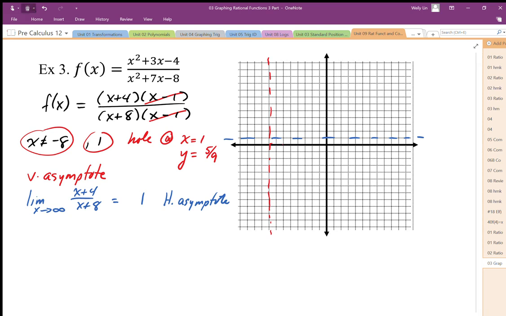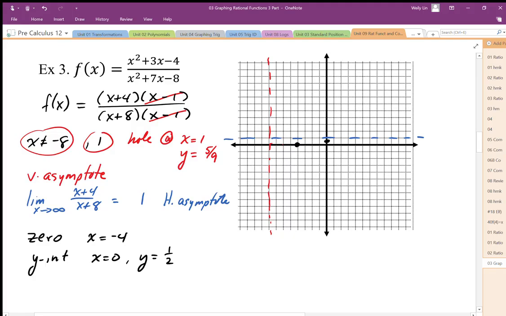And then lastly, I'm going to find two coordinates to work with. My zero is at x equals -4, and my y-intercept is going to be at x equals 0; when I plug it in, I end up with 1/2. So writing in my zero, I have a zero at this point. I have a y-intercept at that point. My hole is at x equals 1, y equals 5/9, so somewhere around here.